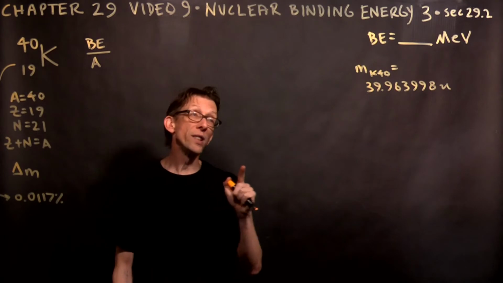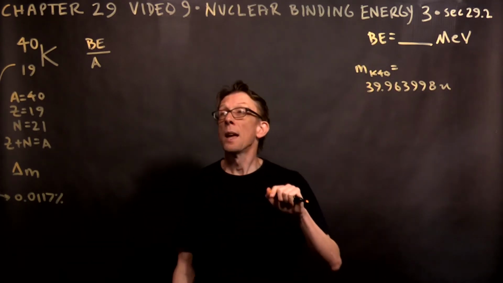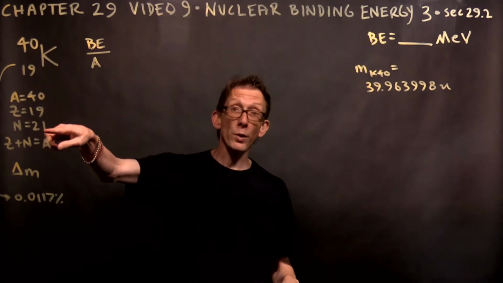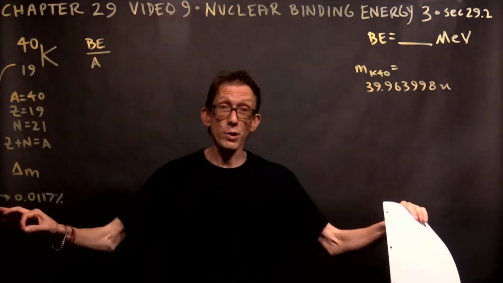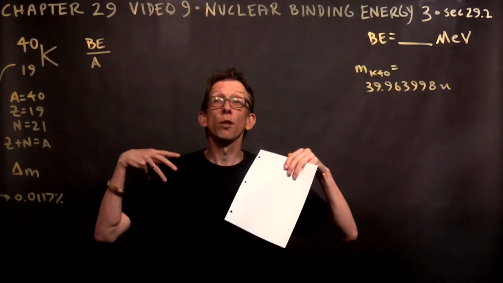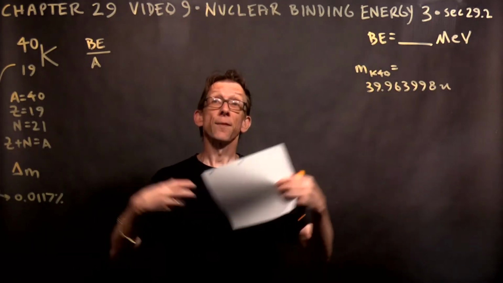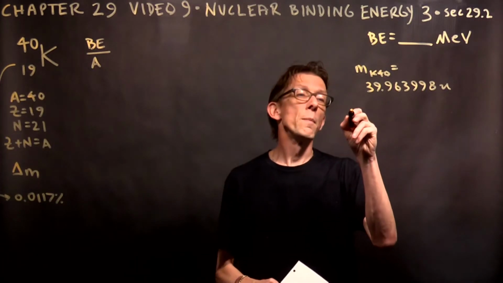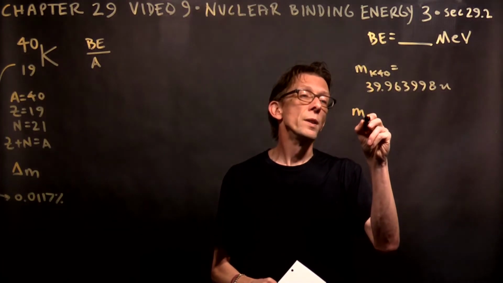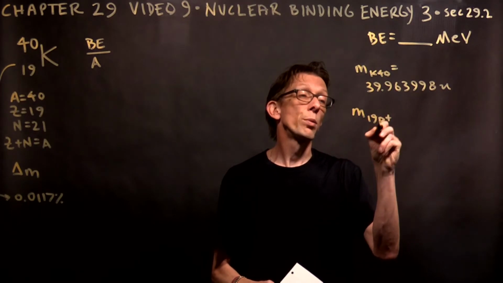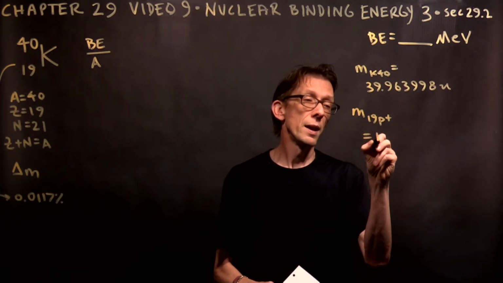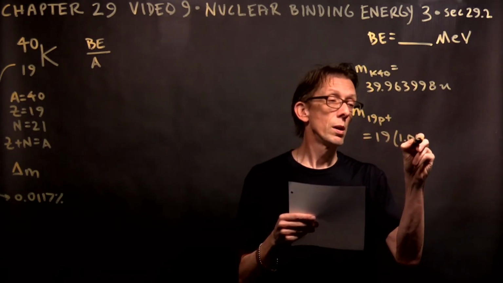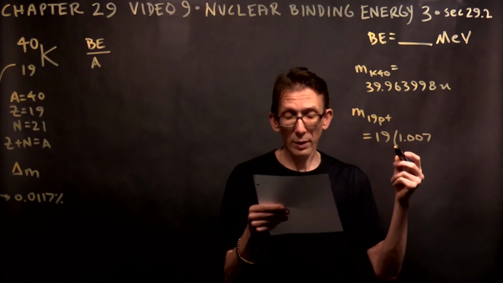But what we want to know is the difference between that mass and the mass of all 19 protons and 21 neutrons when they're all separate from each other. So we want to find the mass of the nucleus when it's together and the mass of all its individual pieces when it's apart. So we need to find the mass of 19 protons. And that is equal to 19 times 1.007. This was given. This will be given.